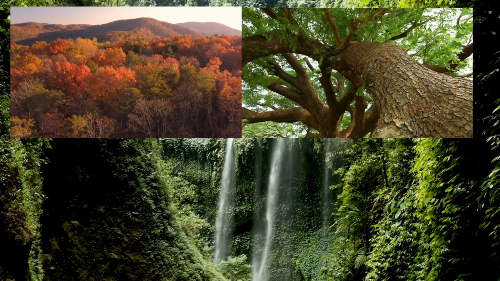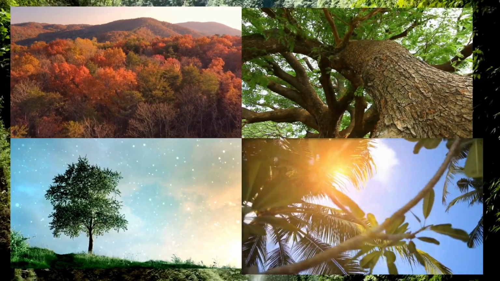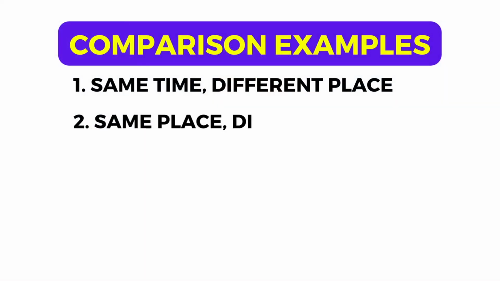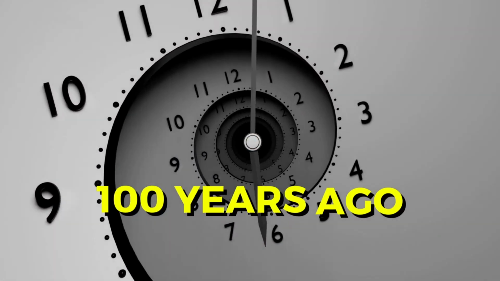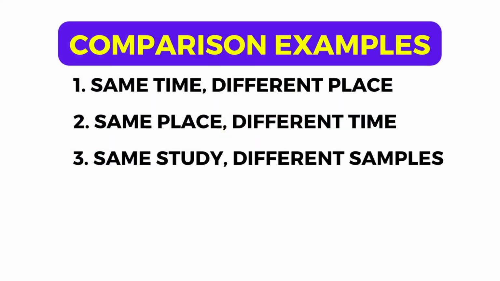For example, if we were doing a study on what trees were like 100 years ago, but we were looking at that in Central Australia, Melbourne, Sydney, or Northern Territory, or even Africa. We could also do a comparison with studies in the same place but different time. For example, doing a study on trees in Central Australia, we could look at research that was done now compared to 10 years ago, 50 years ago, or 100 years ago. We could also compare our data with research that did the same study or experiment but on different samples.